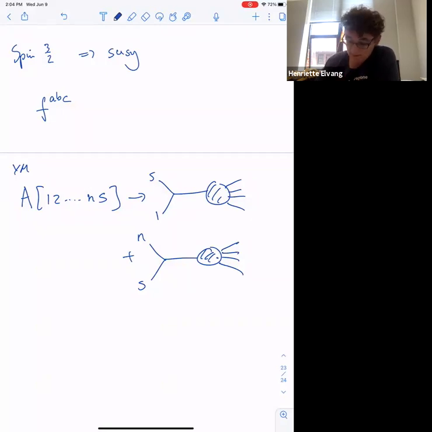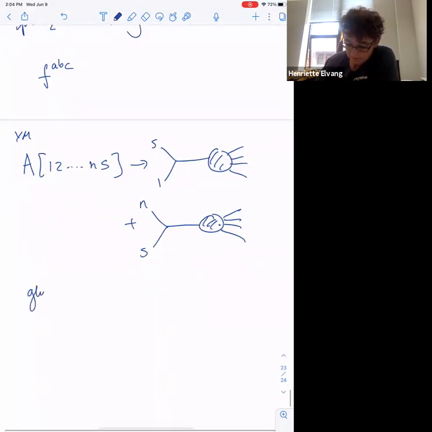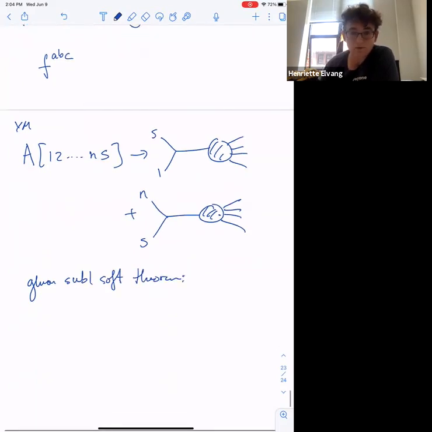There's a paper on the gluon subleading soft theorem that was done shortly after the paper by Cachazo and Strominger for gravitons, by Eduardo Casali. So that's a paper where you can look that up. It's a very short paper. You can see the details.